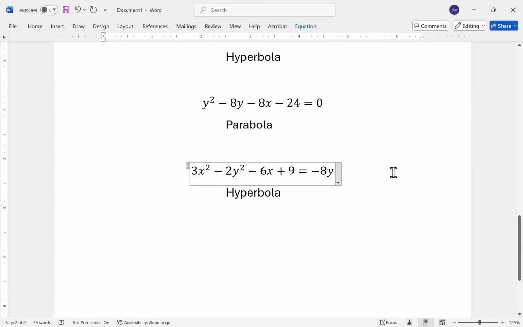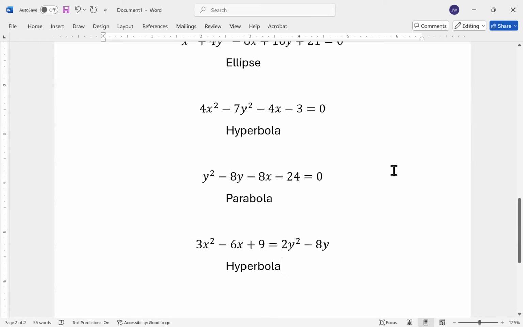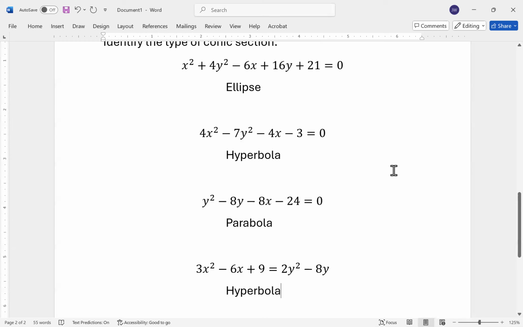So be careful about that. We have to realize that we're talking about coefficients when those terms are put on the same side of the equation. But that last example is a hyperbola because of that. So the x squared and the y squared coefficients tell me what type of conic section it is immediately.